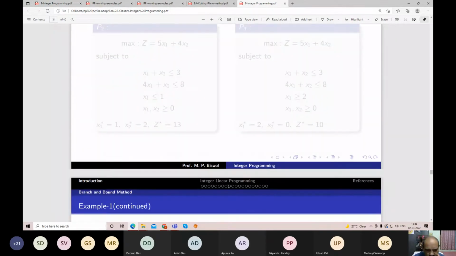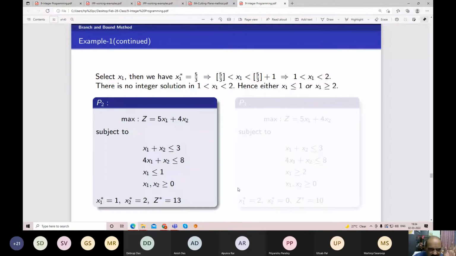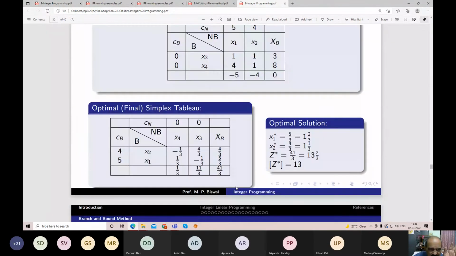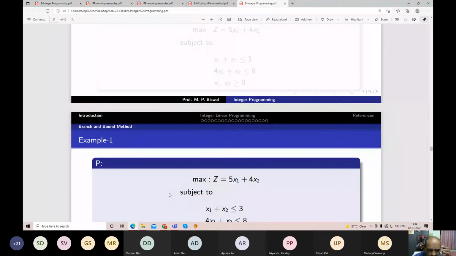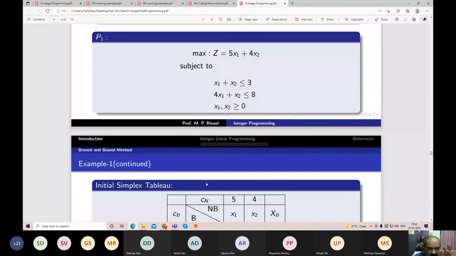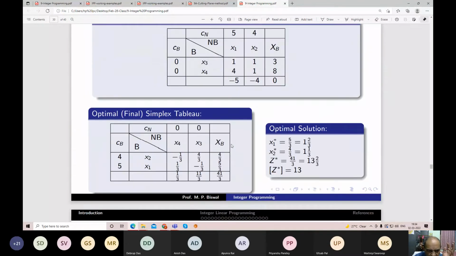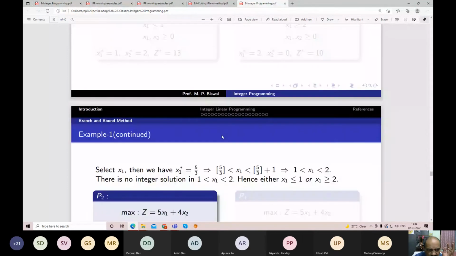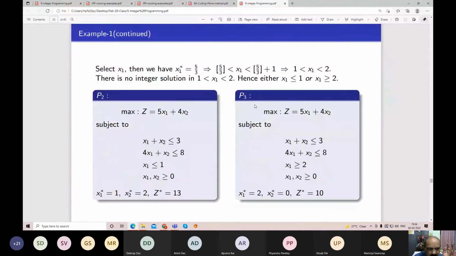So here initially the problem is P1. Please remember, this is our problem, P1. Now we are branching into two problems, P2 and P3. Not visible, you can see here. What is P2?